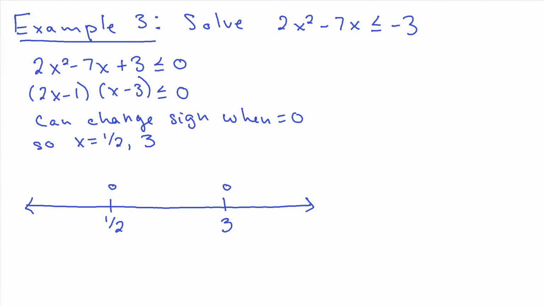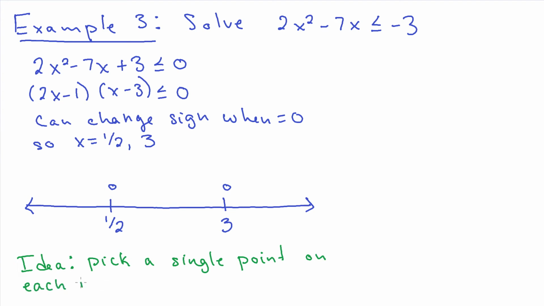The idea here now is that I can pick a single point on each interval to plug in. And once I figure out whether my expression is positive or negative at that single point, I know that it's either positive or negative on that entire interval because I know it can't change.